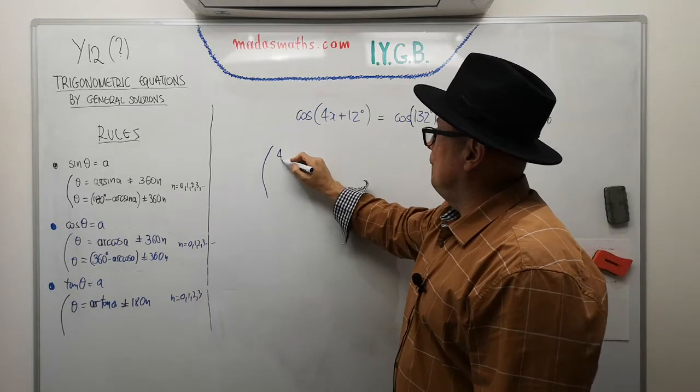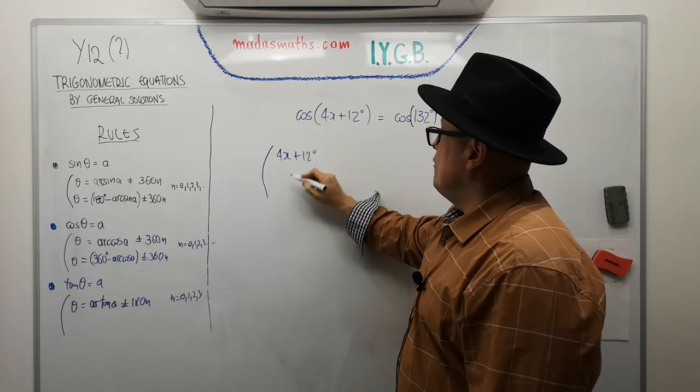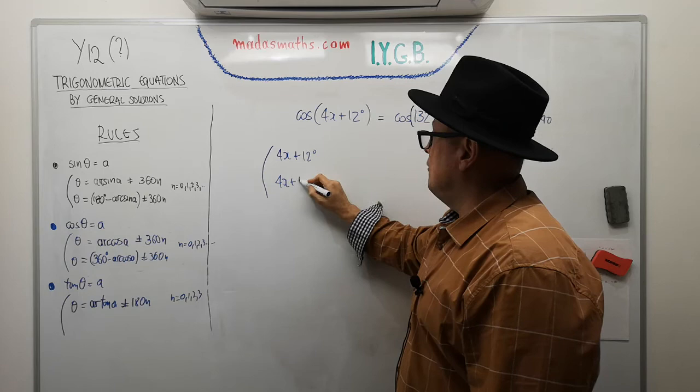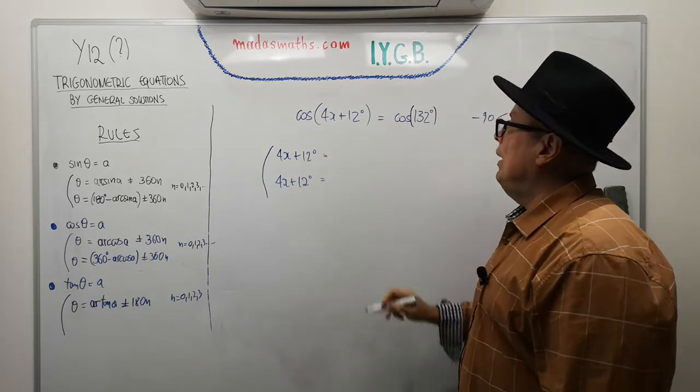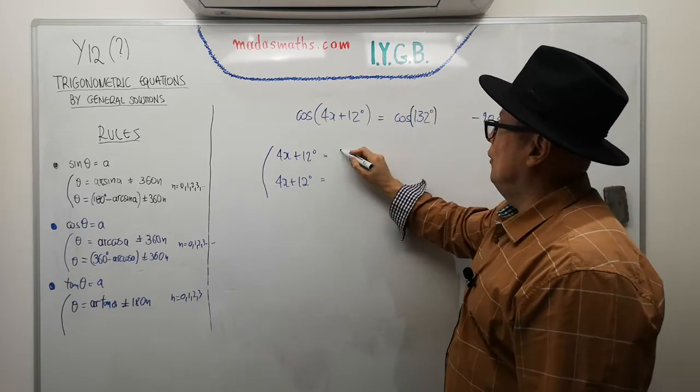4x plus 12 and 4x plus 12 from the bracket on the left. Equal and equal. 132.